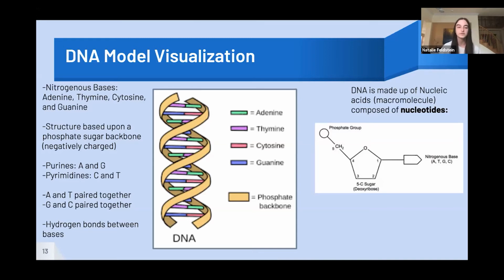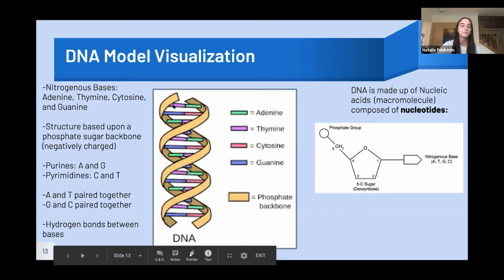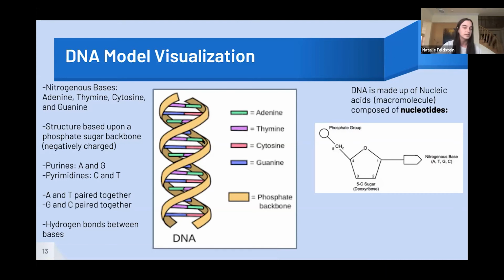And finally, it's important to note that A and T pair together like puzzle pieces, and C and G pair together like puzzle pieces. Again, on your screen, you can see that purple and green are adenine and thymine, and they're always going to be next to each other, always connected to each other.